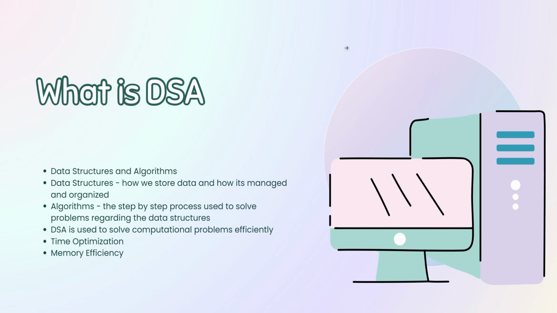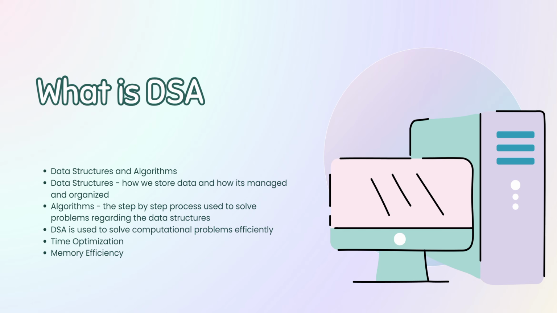Starting with what is DSA? DSA stands for Data Structures and Algorithms, where data structures is how we store data and how it's managed and organized in our computer. So basically, if you have files in your computer, how they're stored, how they're organized, how they're managed, or if you have a playlist, how the songs are stored and organized, all of this comes under data structures. And algorithms is the step-by-step process used to solve problems regarding these data structures.